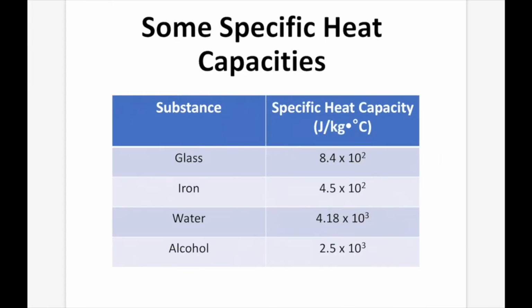Here are some specific heat capacities you'll be using. So glass, 8.4 times 10 to the 2, iron, 4.5 times 10 to the 2, and then water, 4.18 times 10 to the 3. You can see it's already 10 times higher. So it holds on to its energy 10 times more than iron does, and alcohol is somewhere in the middle between the iron and the water.